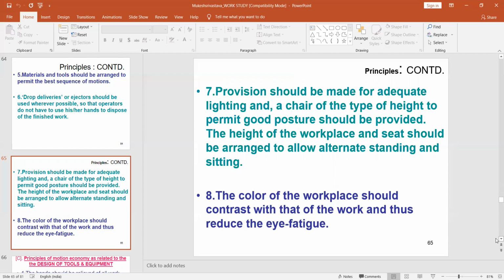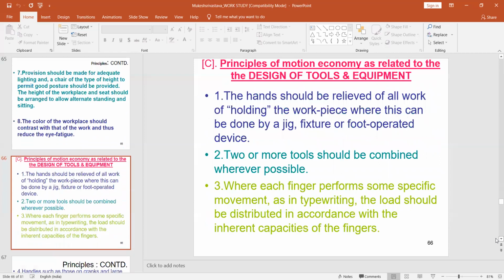The color of the workplace should contrast with that of the work, thus reducing eye fatigue. Obviously, there are different colors that increase eye fatigue. To reduce this eye fatigue, the workplace color should be contrasting.